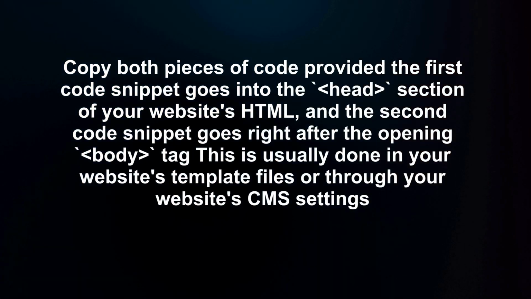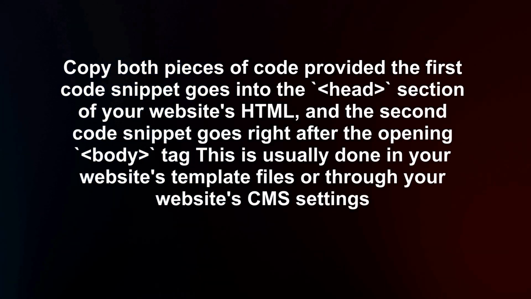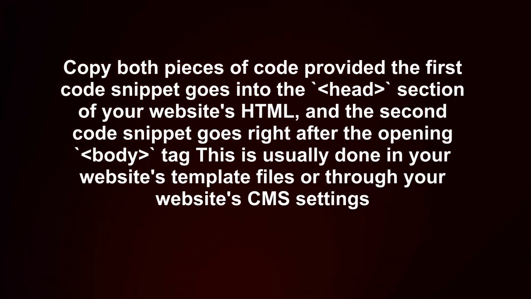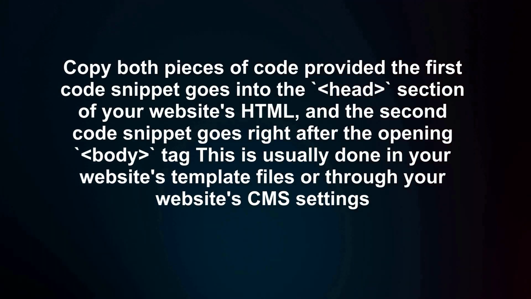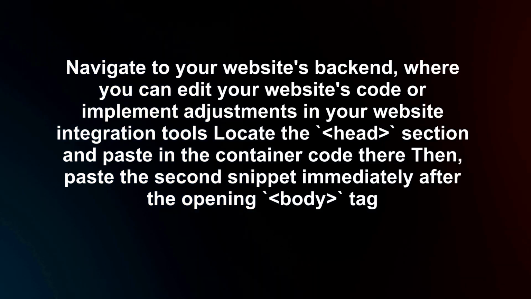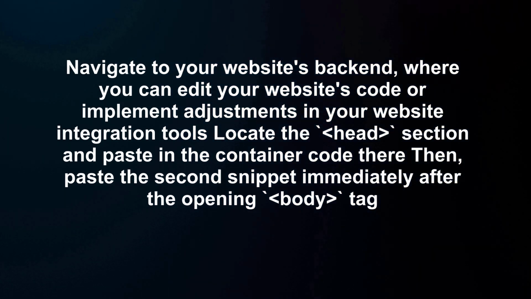The first code snippet goes into the head section of your website's HTML. And the second code snippet goes right after the opening body tag. This is usually done in your website's template files or through your website's CMS settings. Navigate to your website's backend, where you can edit your website's code or implement adjustments in your website integration tools.